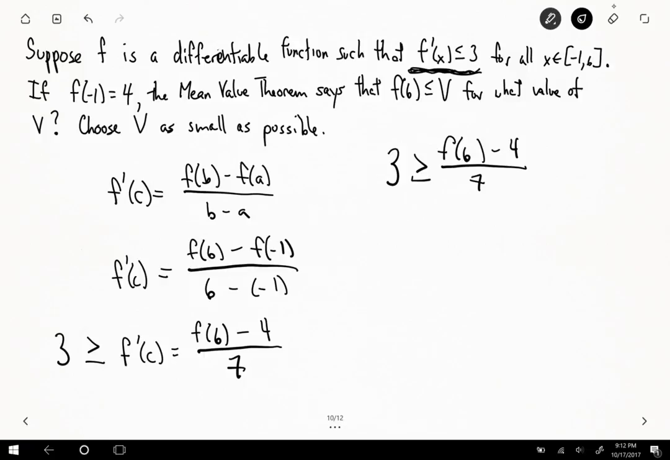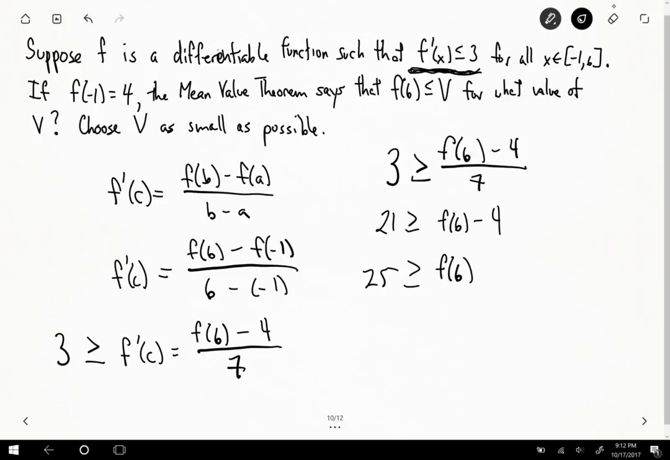Okay, so how do we solve this inequality? Well, just multiply both sides by 7, so we get 21 is greater than or equal to f of 6 minus 4. Now add 4 to both sides, and you get f of 6 is less than or equal to 25. So what does that mean for v? Well, it means v, that is the smallest possible value.